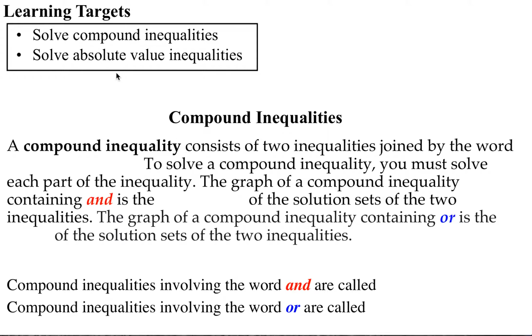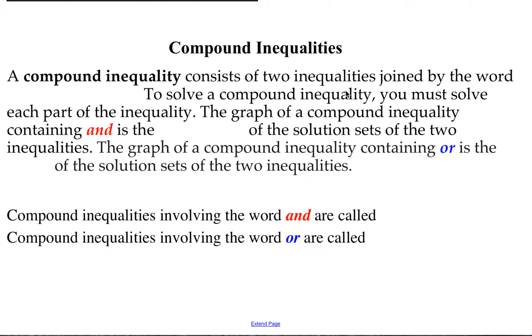Those are our two learning targets. A compound inequality is basically just an inequality that has two inequalities in the statement, and those inequalities are joined by the word and or or. When we solve those, we break them up into individual inequalities. The graph of the compound inequality with an and is an intersection of the solution sets of the two inequalities. The graph of the compound inequality with an or in it is called the union of the two sets of inequalities.